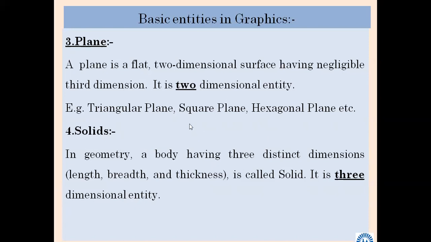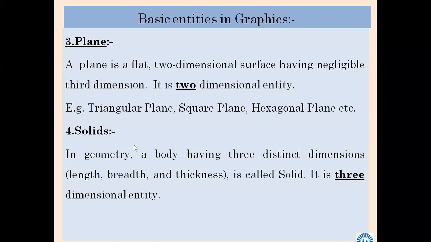The plane. This is our chapter. A plane is a flat, two-dimensional surface having negligible third dimension. Okay, it has two dimensions only. Examples: triangular plane, square plane, hexagon.